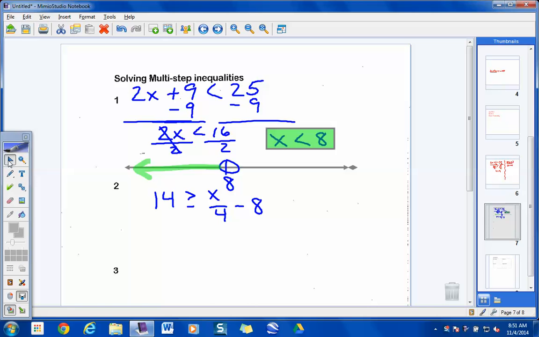All right, 14 greater than or equal to x over 4 minus 8. Now, we can do a couple things with this. We can start working with it as it is, or I could choose to rewrite this.